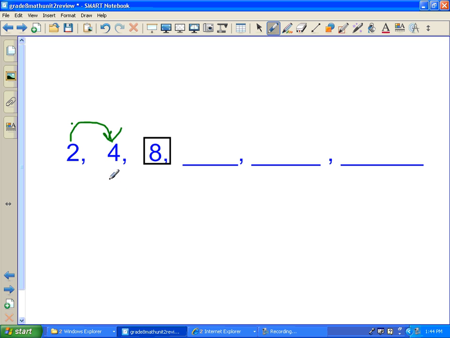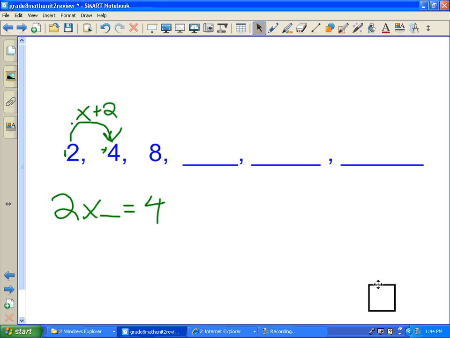Now, thinking of multiplication, 2 times how much will give me 4? So 2 times what will give me 4? If I multiply 2 times 2, that will give me 4. And we know it's going to be positive because a positive times a positive will give me my positive 4. So let's test that out to see if it works when we go to the next numbers.